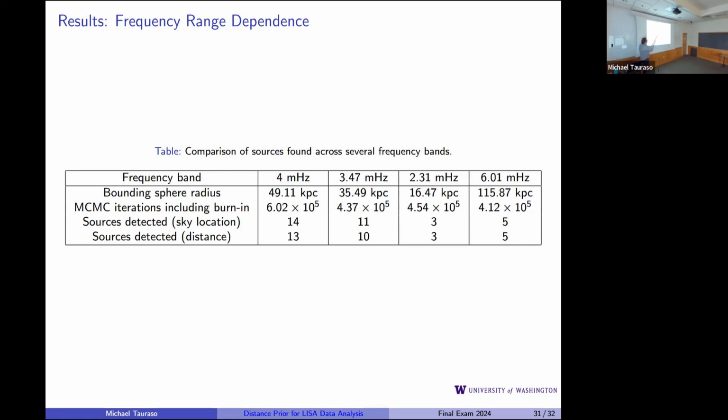So there is some variance. If you're having trouble converging, this number will be bigger. But we're still converging in reasonable numbers of iterations, and detecting not quite as many as with the sky location. This lower one is with the distance prior. But in a lot of cases, we're having some comparable level of detection, maybe a little bit less.